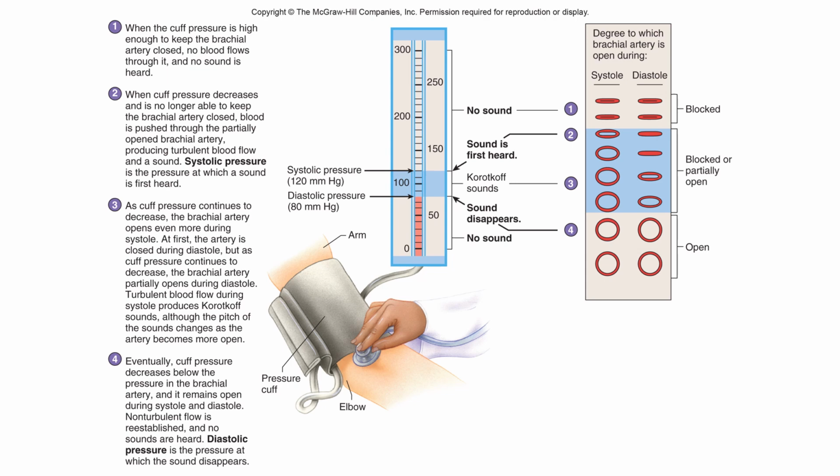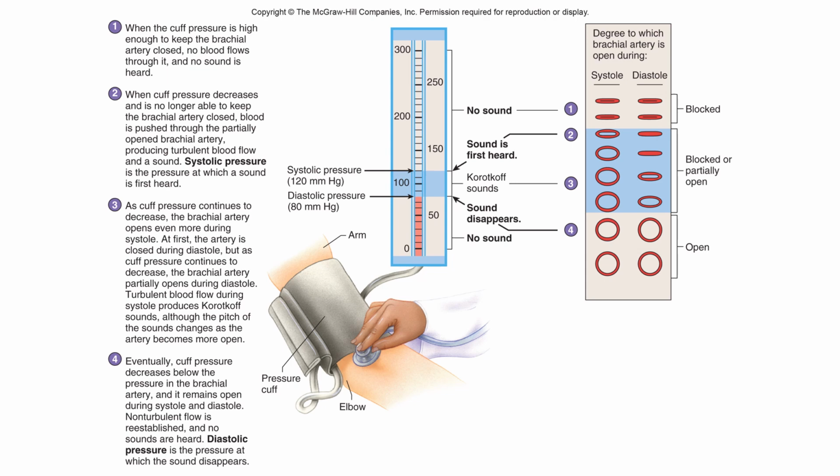It might sound a little different, come a little different part of the cycle, but when you stop hearing the whooshing sound, that is when your diastolic pressure is equal to the cuff pressure, and that's what you report as your diastolic pressure. So you report your systolic pressure when you first hear a sound, and when you last hear the sound, that is the pressure you report as your diastolic pressure.